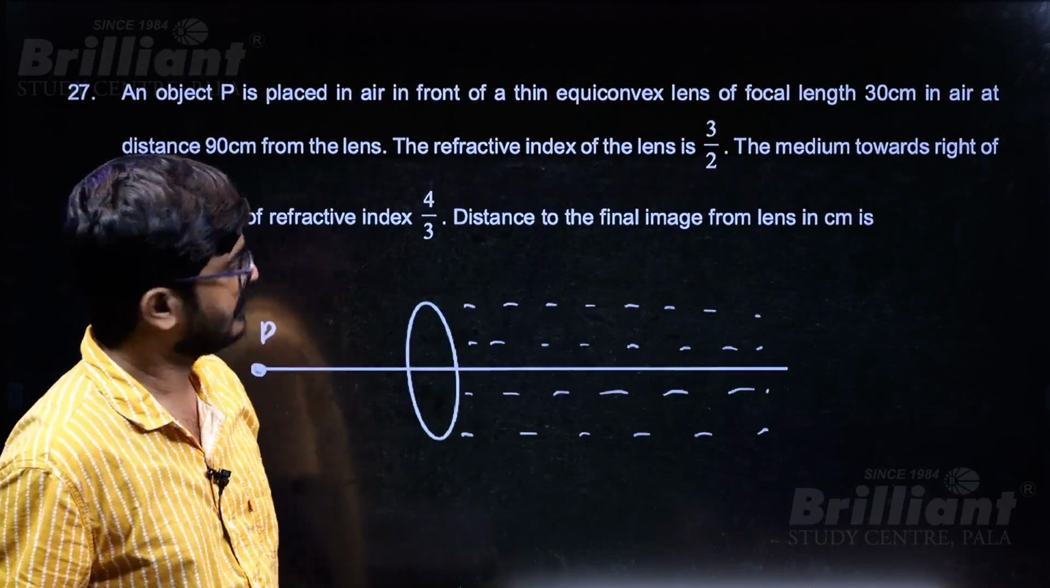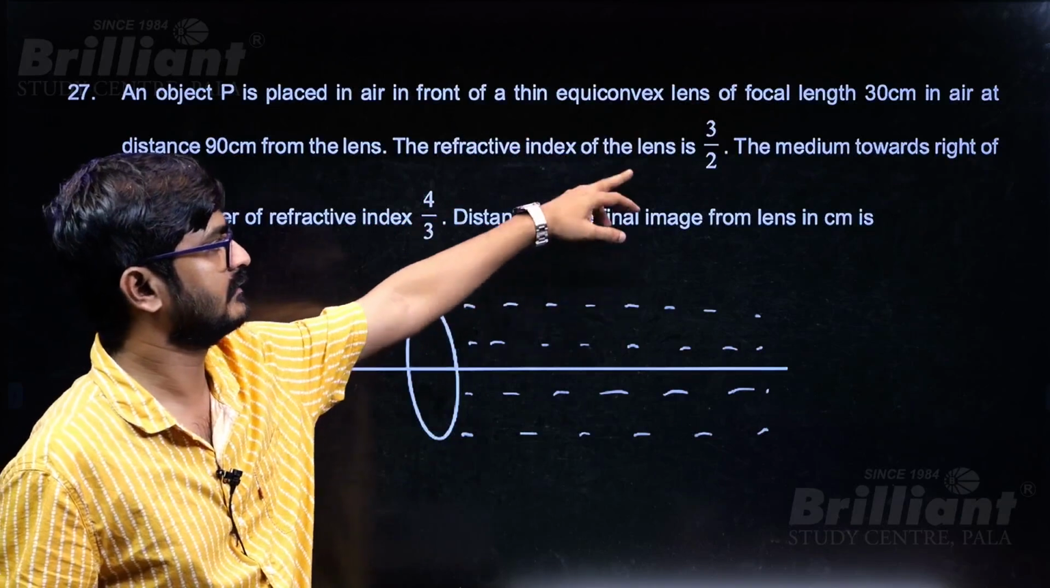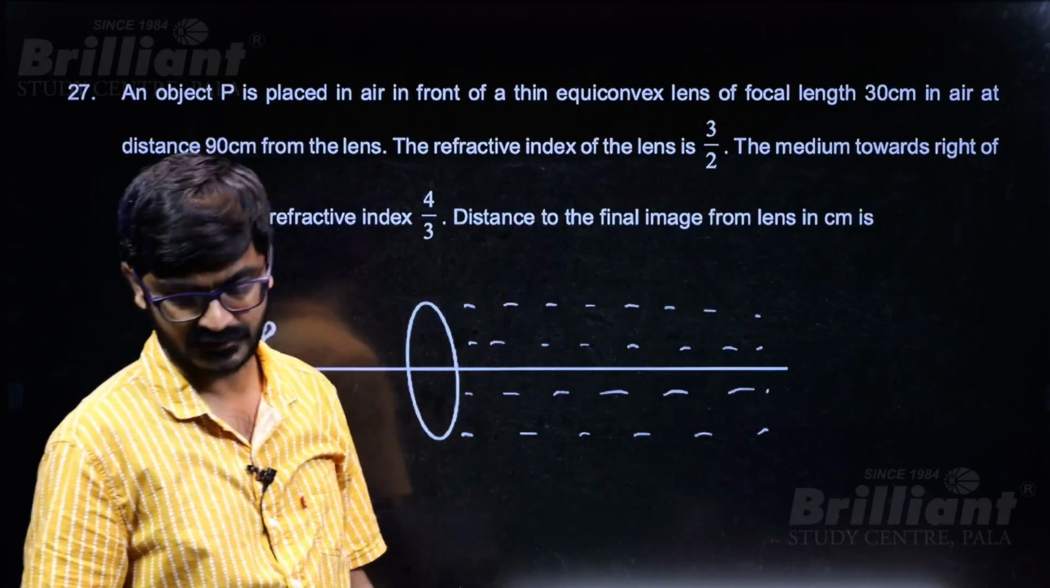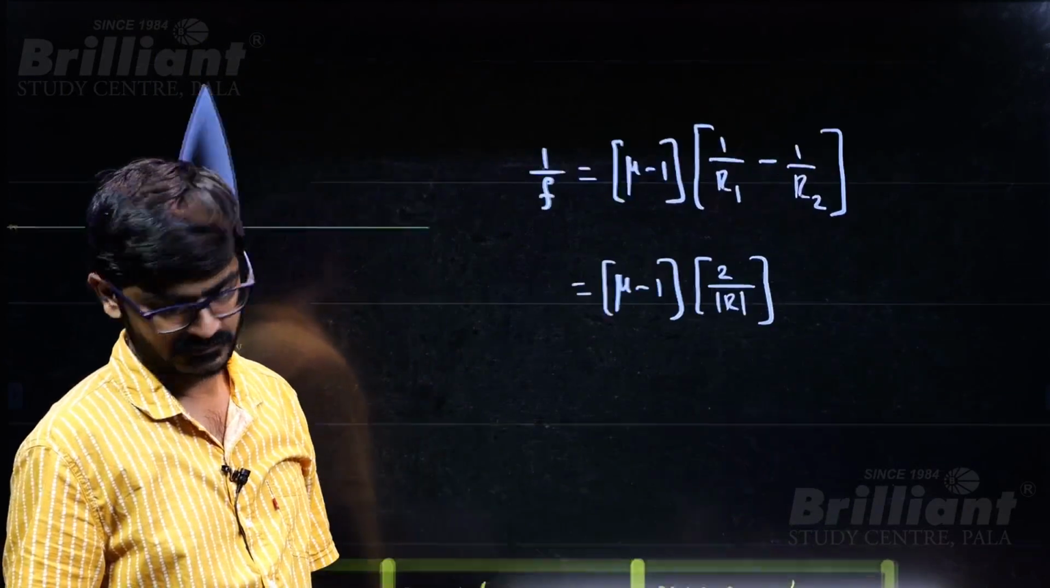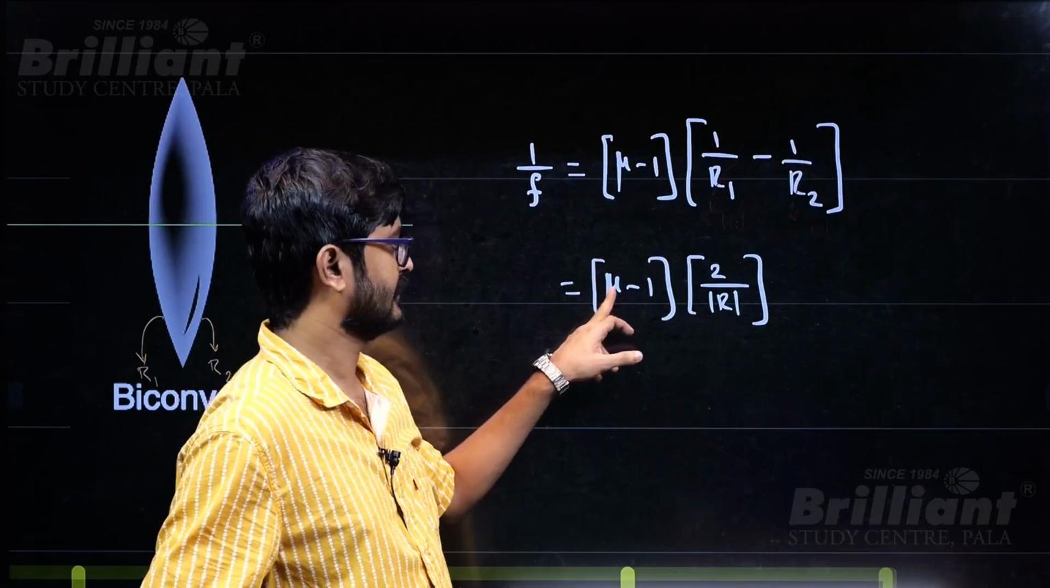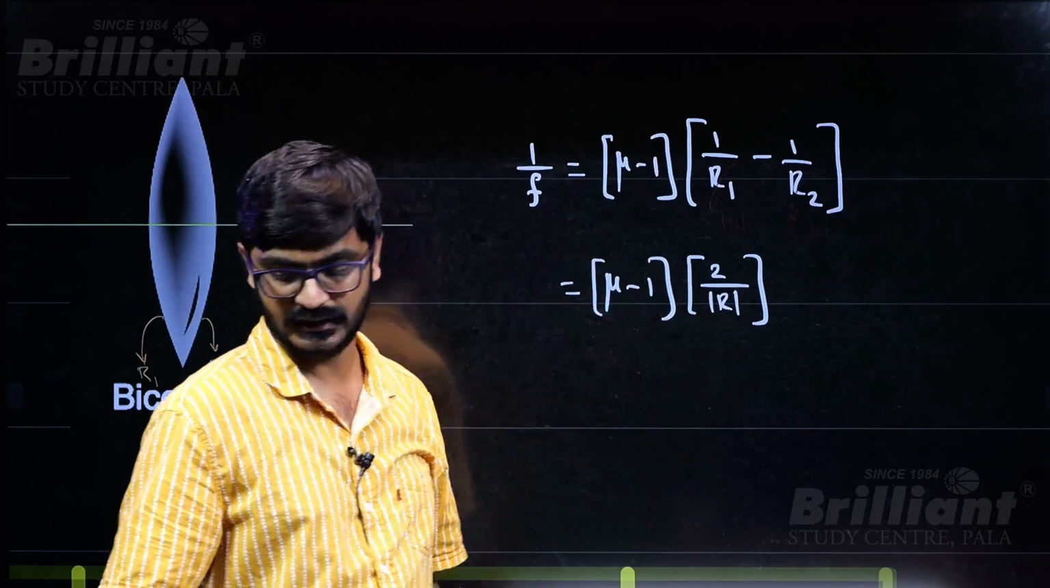Now you people may be understanding why I said that when the lens is equiconvex, the focal length is 30 and the refractive index is 3/2, the radius of curvature will be 30, because you can see it here. This is 30 given and this is 3/2 given. 3/2 minus 1 is 1/2, the 2s get cancelled, so f equals r magnitude-wise.